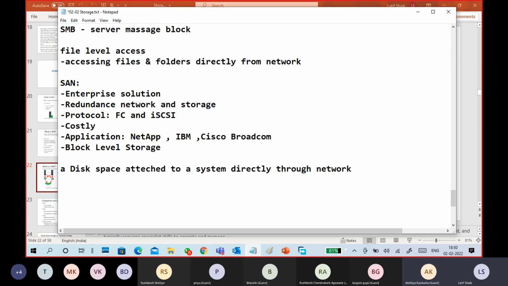Network means it stores. Actually, the disk is in the central storage, and it looks like, for a server or a system, it is local storage. Okay, so that is block level storage.